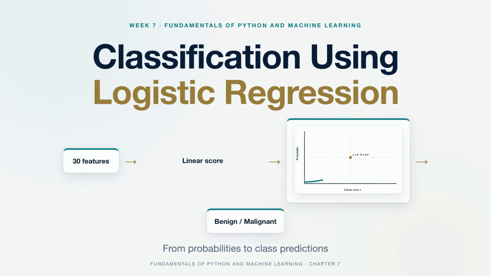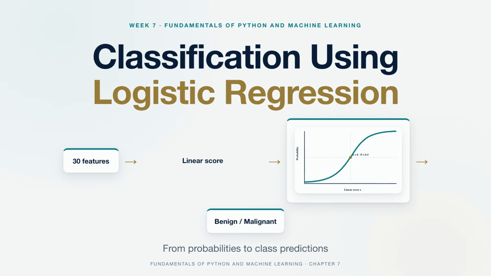In this lesson, we are covering Chapter 7, Supervised Learning Classification using Logistic Regression. During the previous chapter, we used regression to predict numerical values. This week, we will move from numerical prediction to classification. Logistic regression estimates the probability that an observation belongs to a class. We can then use that probability to make a class prediction.